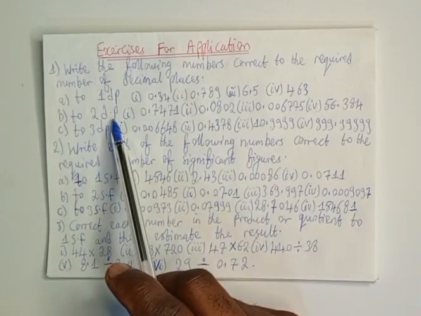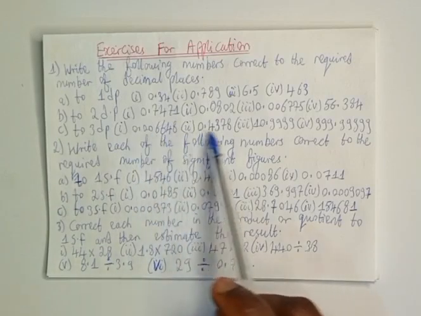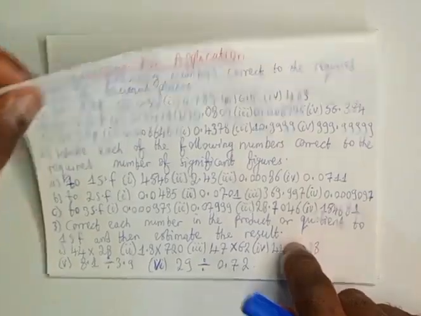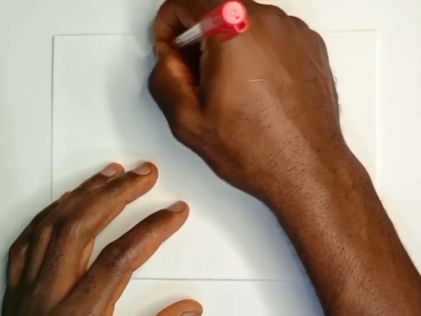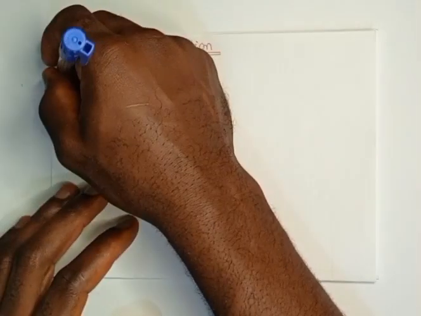Question B to 2 dp. We have the following numbers. Question C to 3 dp. We have the following numbers. We take down the solution. Question 1.